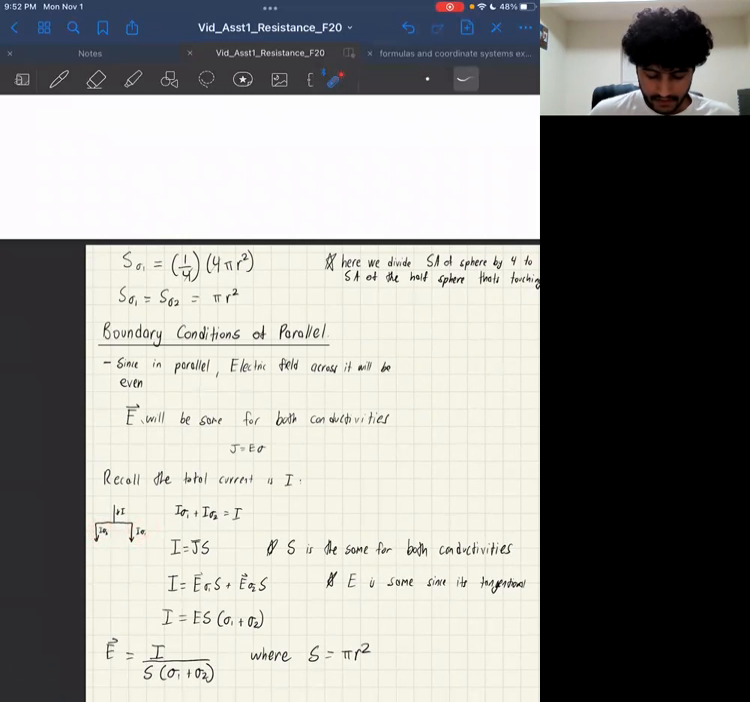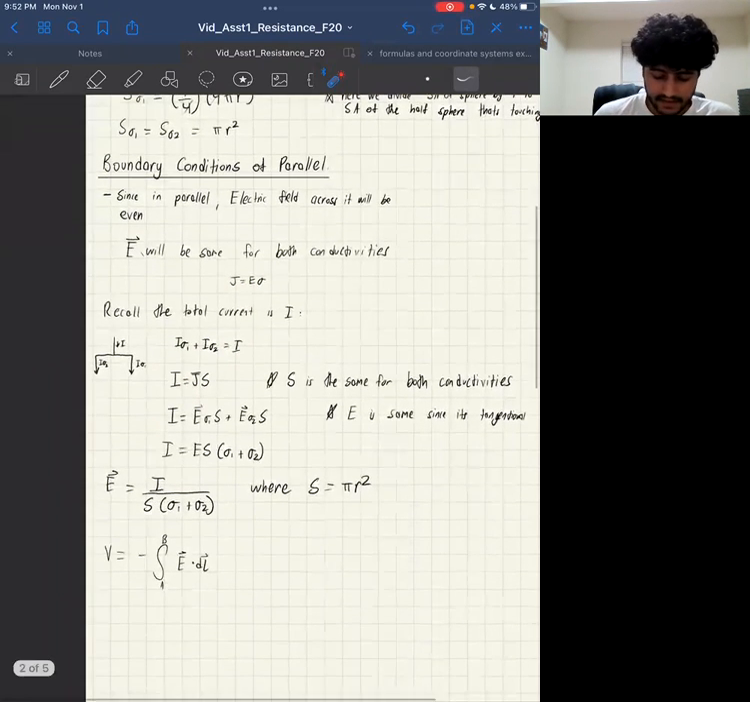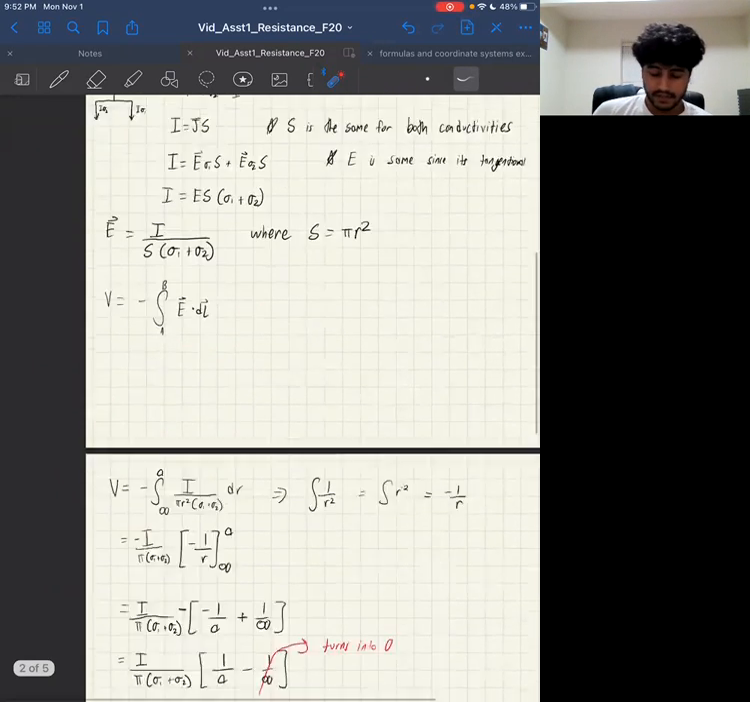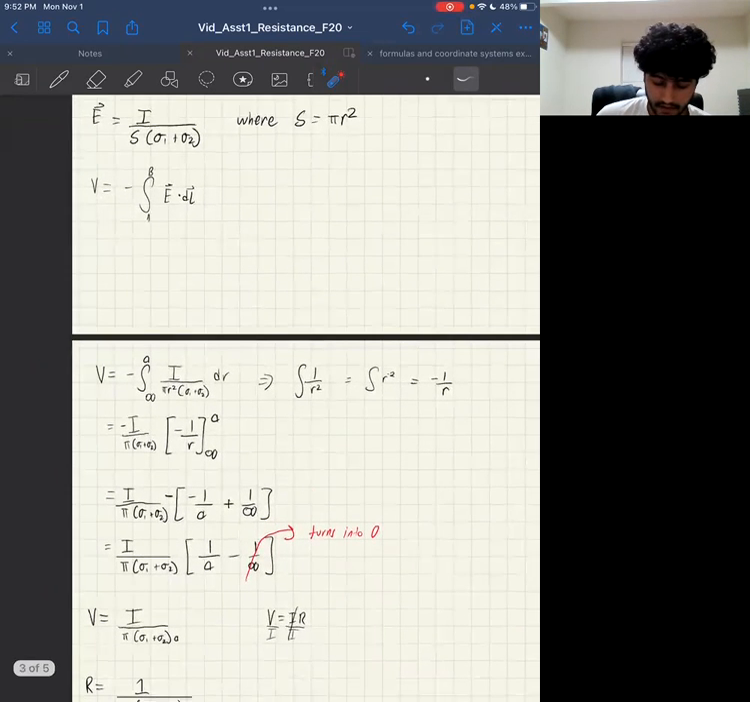We know that the currents going in region 1 and region 2 summed up is the total current. And we know that current density multiplied by surface area is equal to current, and that current density is equal to electric field multiplied by conductivity. Subbing that in, we're left with this equation for electric field, where S is pi r squared. So once we plug that into our voltage integral, we are left with this equation.